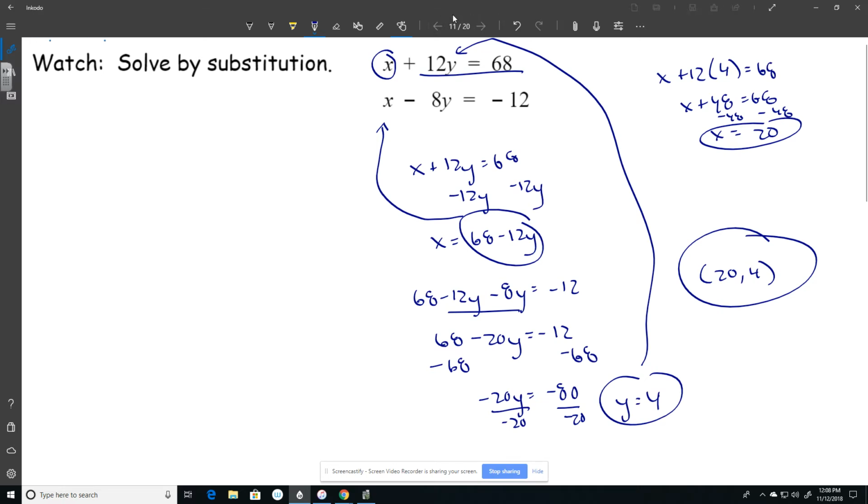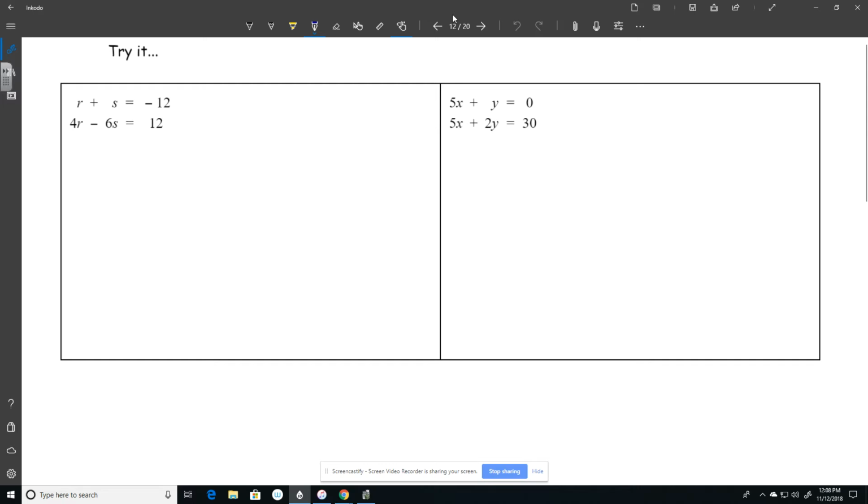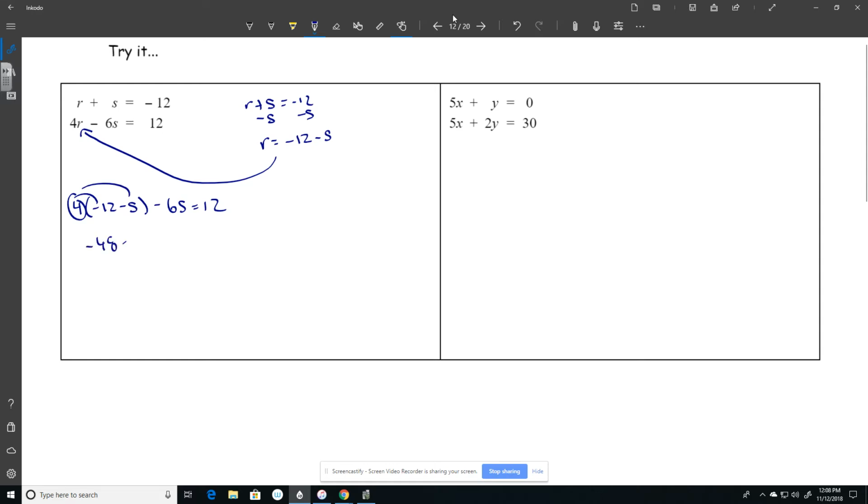All right. Okay, let's do one more. r plus s equals negative 12. 4r minus 6s equals 12. I'm going to use this first equation, r plus s equals negative 12, and I'm going to subtract s from both sides so that r equals negative 12 minus s. And then I'm going to plug that back in for r. So 4 times negative 12 minus s minus 6s equals 12. Distribute the 4. Negative 48 minus 4s minus 6s equals 12. So negative 48 minus 10s equals 12.